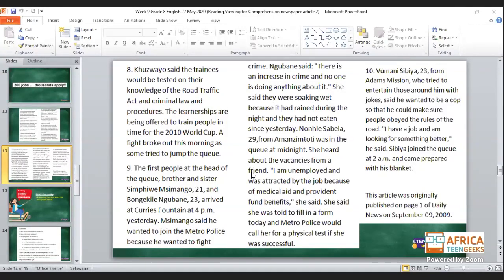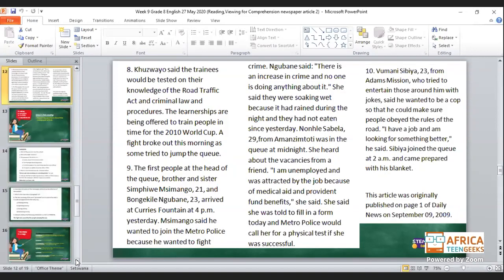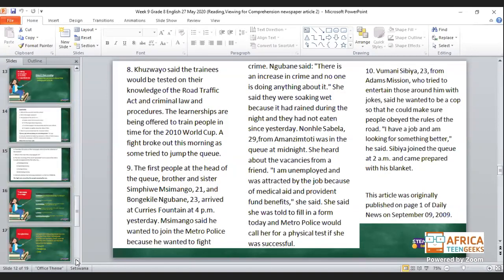Vumani Sibaya, 23, from Adams Mission, tried to entertain those around him with jokes. He said he wanted to be a cop so that he could make sure people obeyed the rules of the road. I have a job, and I am looking for something better, he said. Sibaya joined the queue at 2 a.m. and came prepared with his blankets. This article was originally published on page 1 of the Daily News on September 9th, 2009.